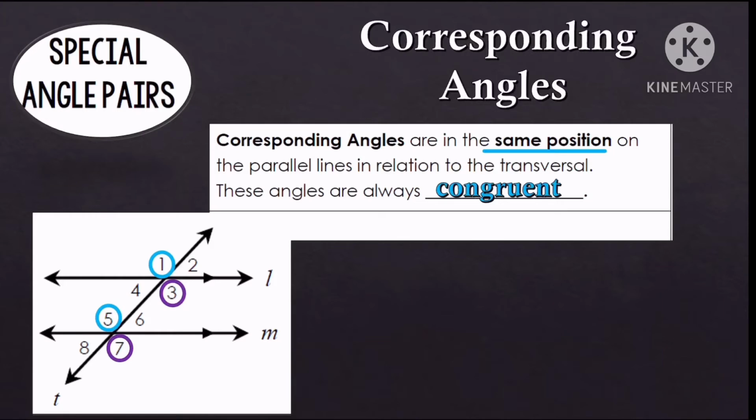Also write the position of angle 3 and 7. Angle 3 and angle 7 are to the right of the transversal, but below the parallel line. So those angles are corresponding and they're congruent. In your notes, I want you to name 2 other pairs of corresponding angles.